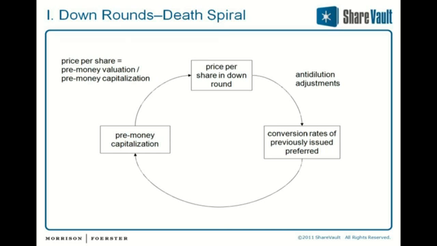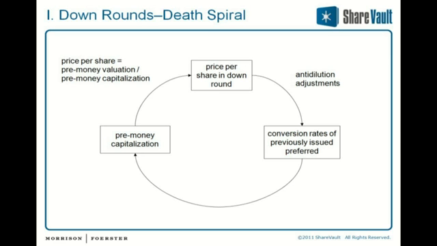Let's take a look at that death spiral here. You start in the upper left-hand corner where you compute the price per share. So in our prior example, this is the Series D round. That price per share is simply the quotient of the pre-money valuation divided by the fully diluted number of shares outstanding, sometimes referred to as the pre-money capitalization. You come up with a simple price per share. If that price per share triggers any adjustments of the prior series of preferred, you need to recalculate the conversion rates of the previously issued preferred.